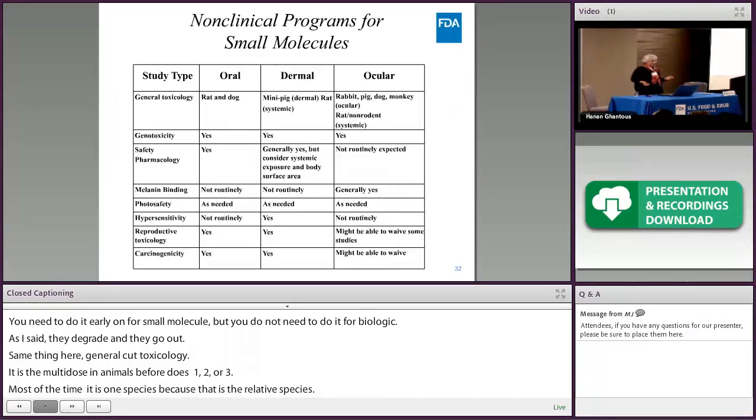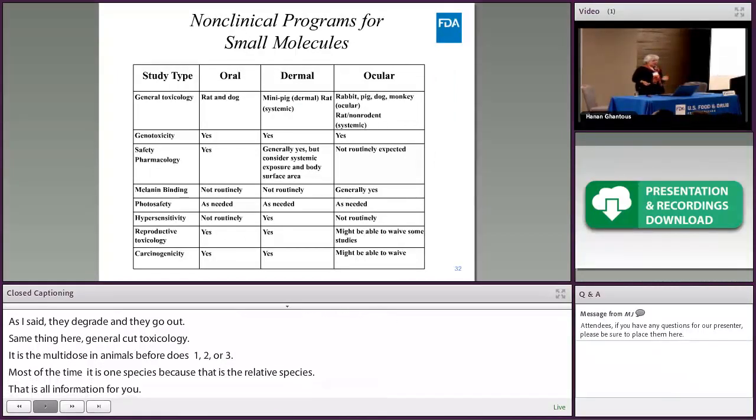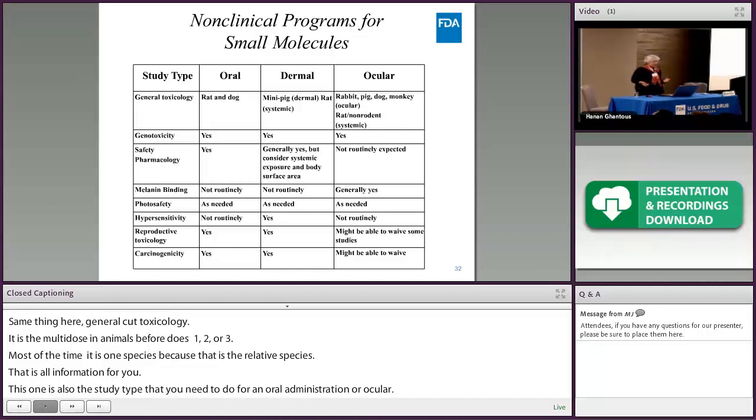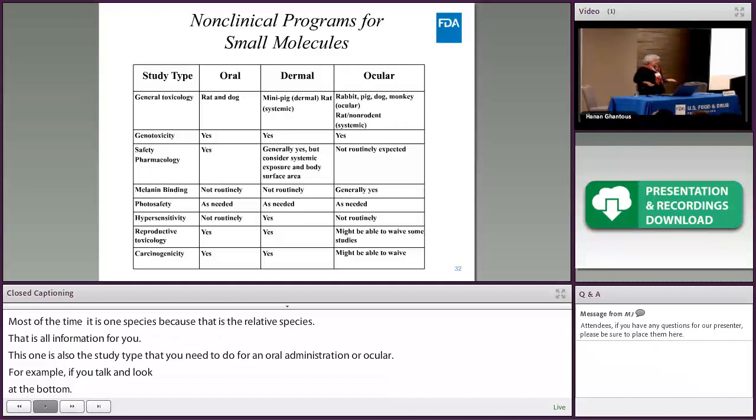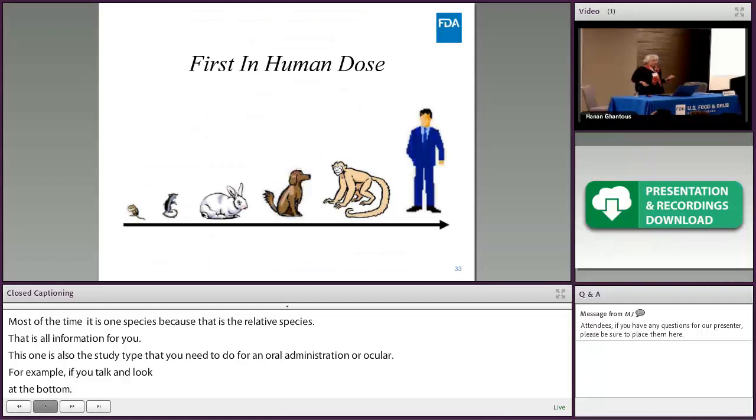And this one also is study types that you need to do for an oral administration or dermal or ocular. For example, if you look at the bottom, carcinogenicity, you need to do it for an oral if it's going to be given chronically. Dermal, yes, same thing. Ocular, may be able to waive if there's no systemic exposure, and so on. This is also information for you.